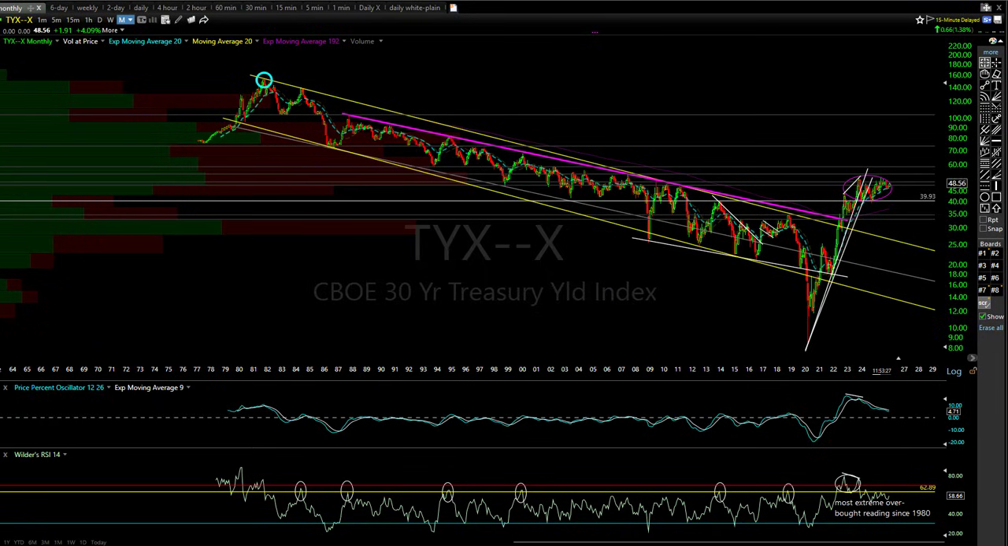But this is the 30-year bond. The 10-year looks almost identical. I've covered this many times. I know this is being redundant for those of you that follow my videos regularly, but this was a nearly 40-something, almost 50-year bear market in interest rates, falling rates.